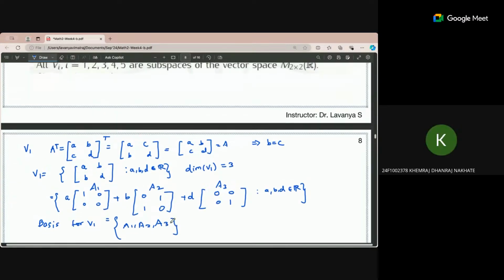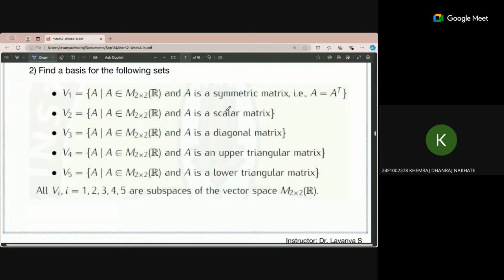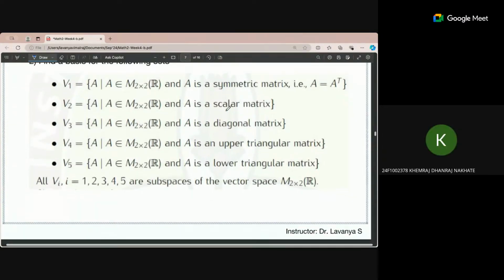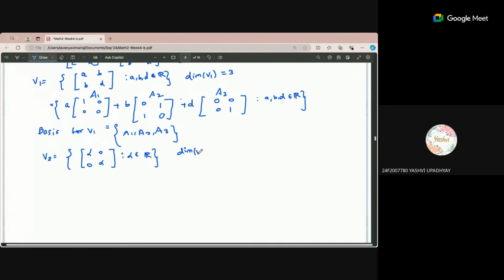Is this clear to everyone? Yes, ma'am. Okay. So now the second one. Do you remember what are scalar matrices? A diagonal matrix in which the diagonal entries are the same, and the remaining entries are 0. So V2 is the set of all [alpha, 0; 0, alpha], alpha in R. Now can you say what is the dimension of V2? 1.